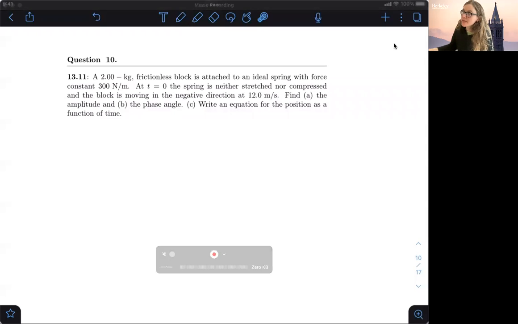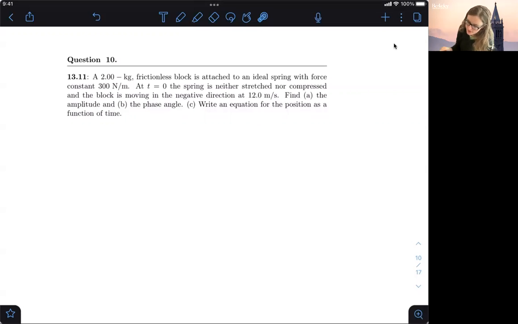Okay, so in this problem, we have an example where there's a frictionless block attached to an ideal spring with a force constant. So this is K. Let's label what we have here. We have a mass, we have K, the spring constant. We have an initial condition at time equals 0. The spring is neither stretched nor compressed. So that means x of t equals 0 is 0.